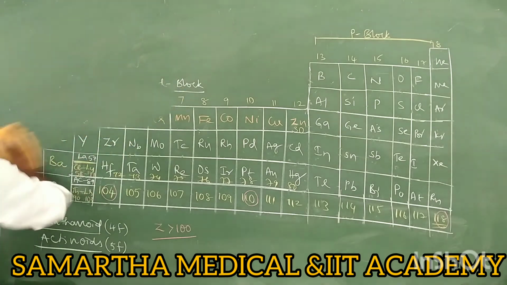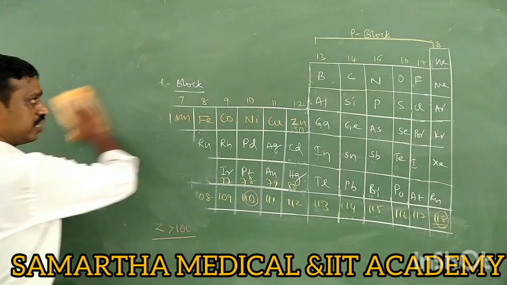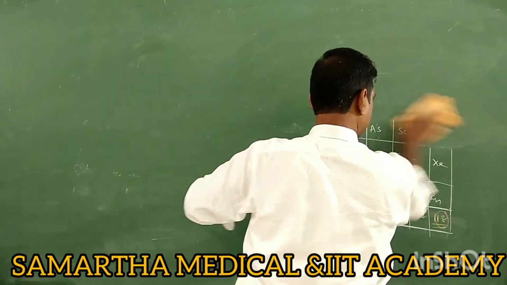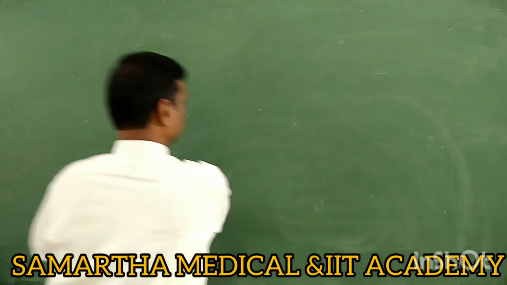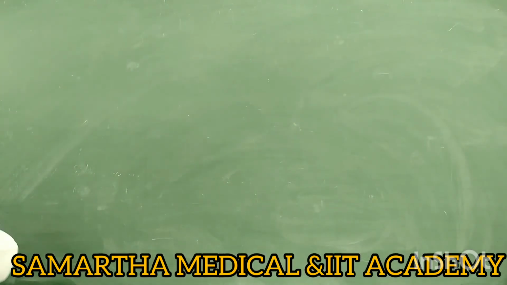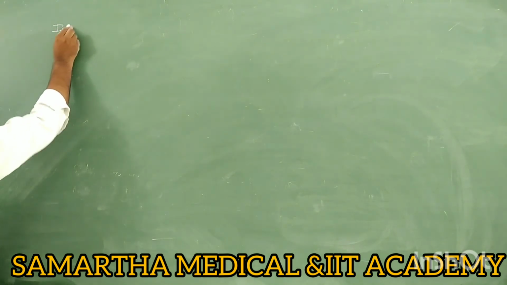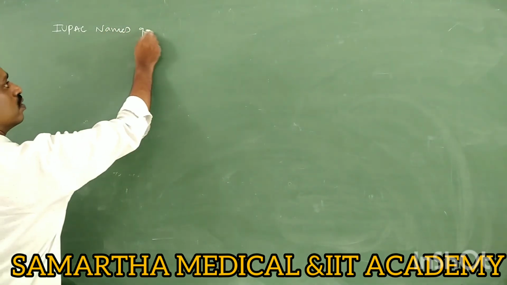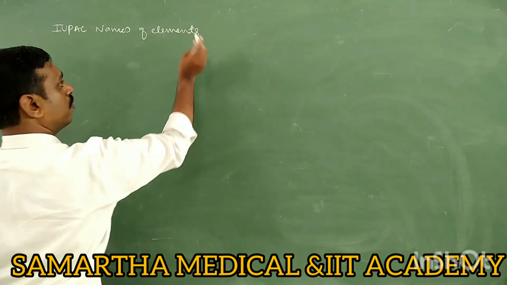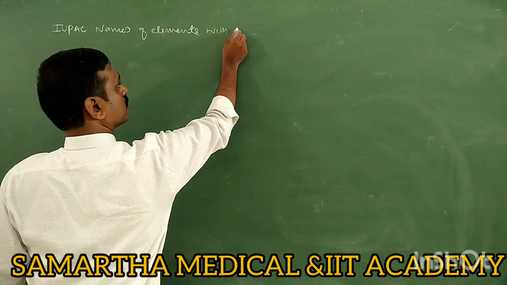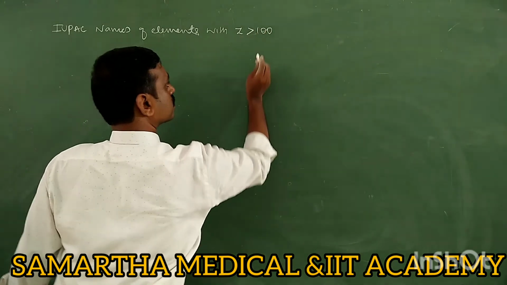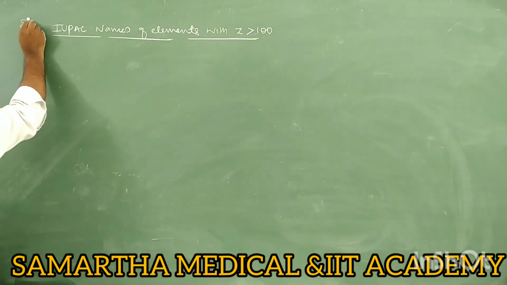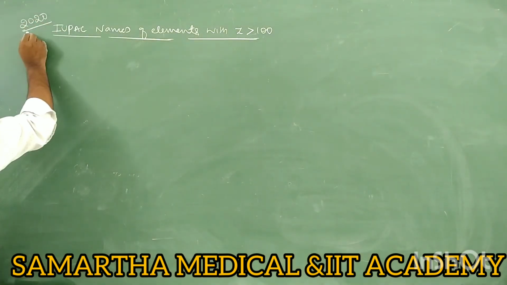Next is IUPAC nomenclature. Read on: IUPAC nomenclature of elements with atomic number more than 100, IUPAC names of elements with Z greater than 100. Based on this only, in 2020 a question appeared in NEET.